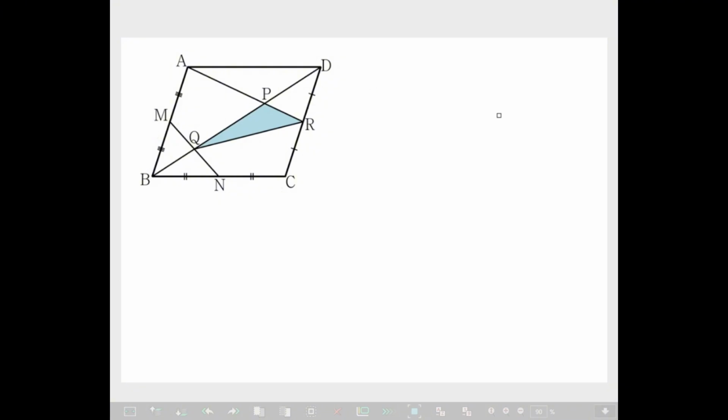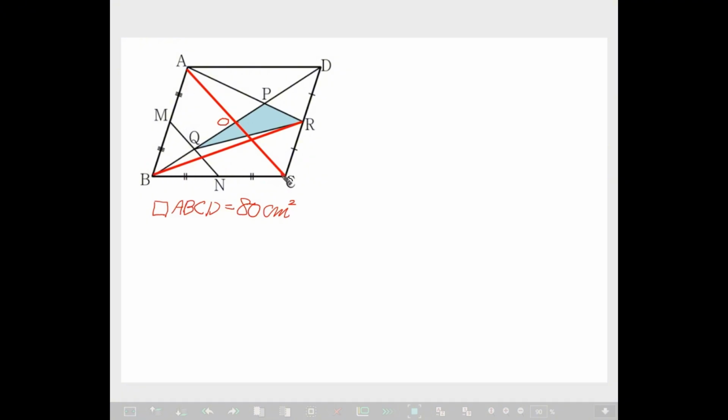Hello friends. In this problem, we have to find the shaded area, triangle PQR. To solve this problem, we need two auxiliary segments. Okay. Quadrilateral ABCD equals 80 square centimeters. Let's go. I call this point O.